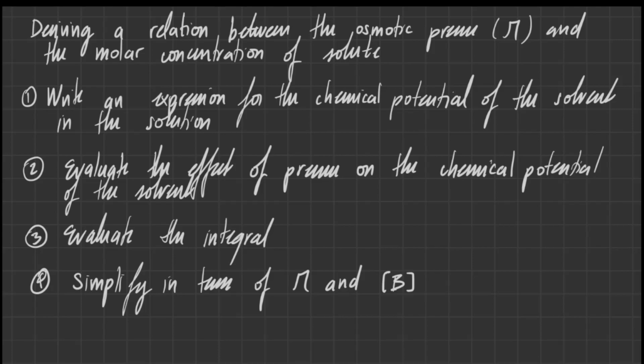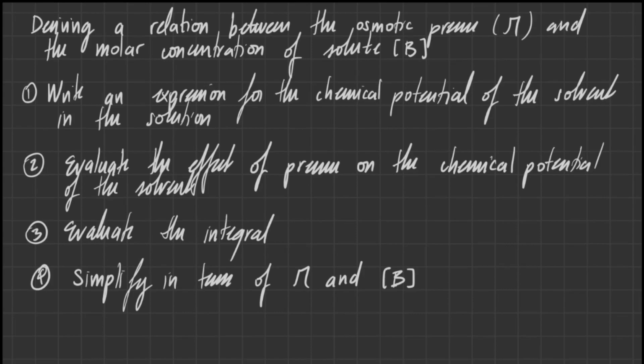Okay, so here we're going to be deriving a relation between the osmotic pressure, capital Pi, and the molar concentration of the solute, or B. There are going to be 4 steps to this derivation. The first one will be to write an expression for the chemical potential of the solvent in the solution. That will be equating the chemical potential of the pure solvent with the chemical potential of the solution, which includes both the solvent A and the solute B.